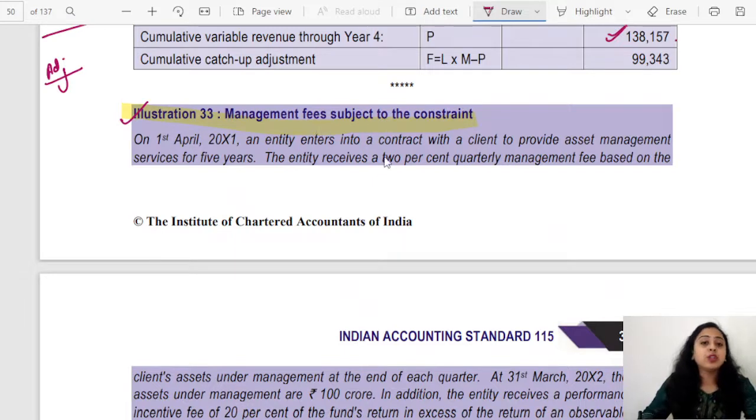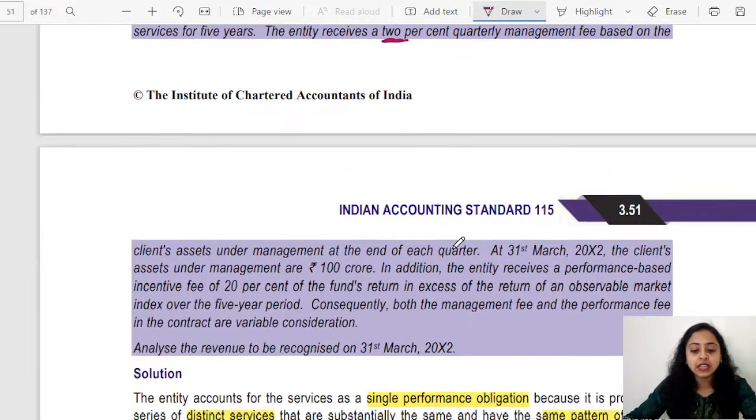Management fees subject to the constraint. There are some conditions put in. On 1st April 2001, an entity enters into a contract with a client to provide asset management services for 5 years. The entity receives a 2% quarterly management fees based on the client's asset under management at the end of each quarter. Okay, 2% per quarter. At 31st March 2002, the client's asset under management are rupees 100 crore. This means 2 crore revenue, 2 crore incentive.